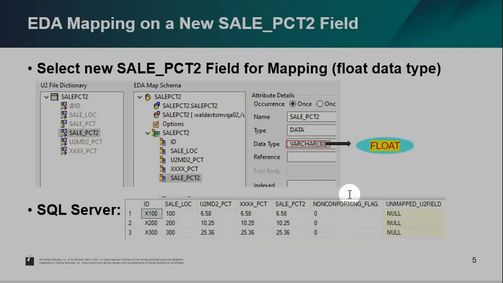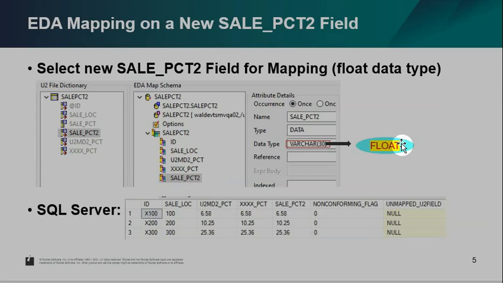Next, you try the mapping. By default, it will automatically select all sales_PCT, but I can delete that and put in sales_PCT2. Because it has no conversion code, by default your setup data type is varchar 30, but I like to change it to float.